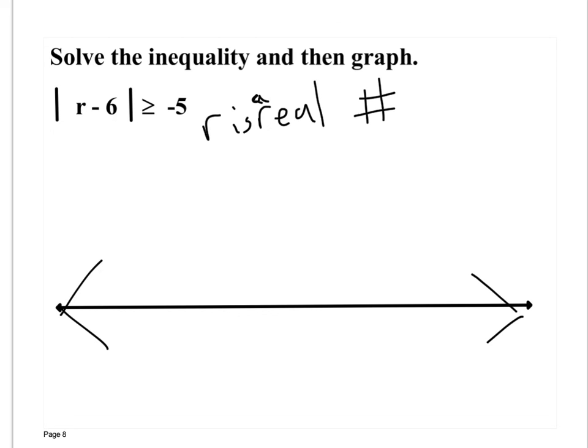On the problem before, where it was less than a negative, we can't have that, because it would always be a negative number, and you can't have a negative absolute value. Distance can't be negative. But in this case, it does give you a positive number eventually. And so that's why it's all real numbers. r is a real number.